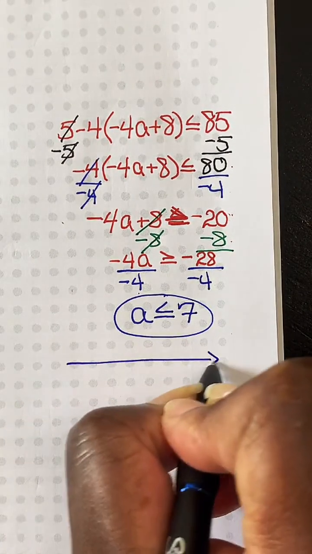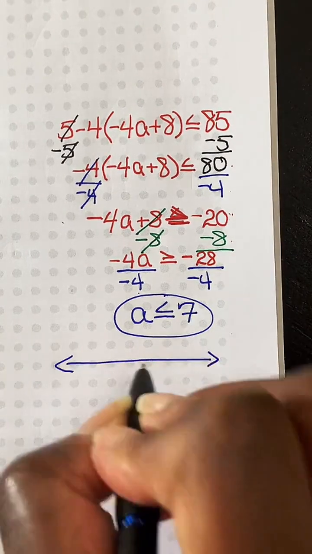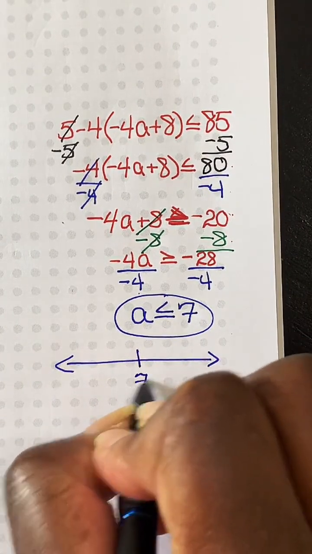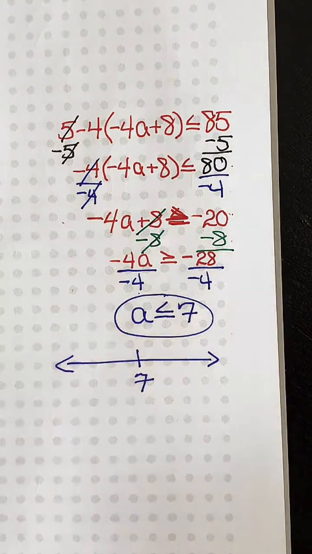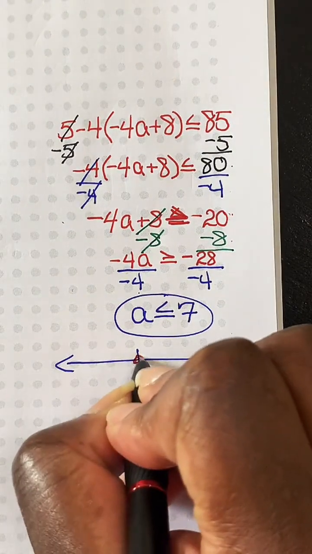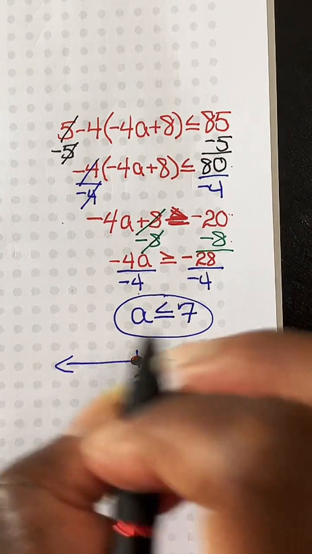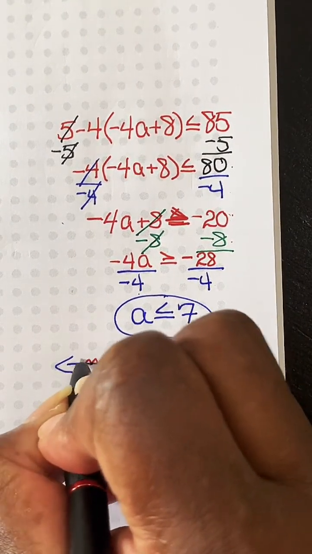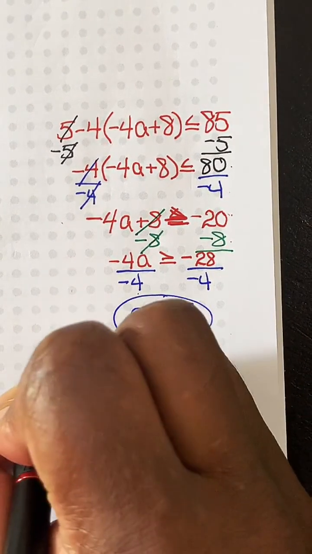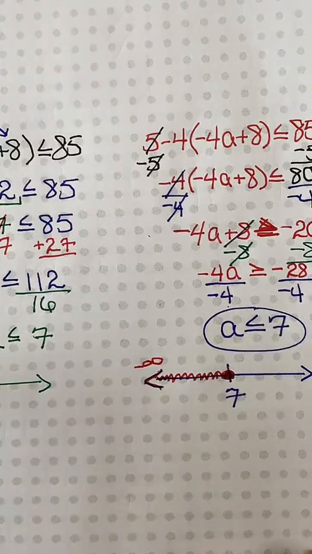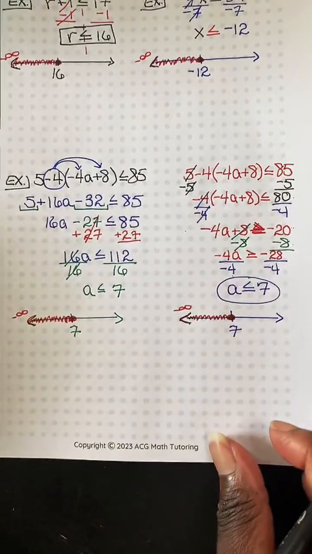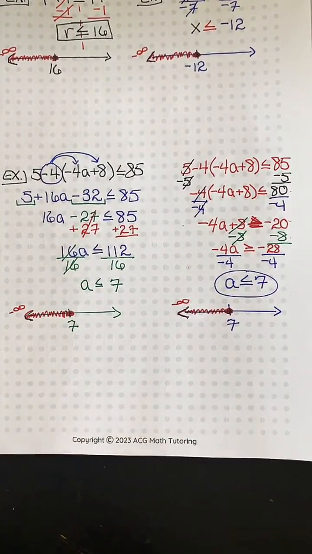So, again, we're just using our 7. Since it's less than or equal to, that means it's going to be a dot, and we're shading to the left, all the way to negative infinity. It's going to be exactly the same as what we did earlier.